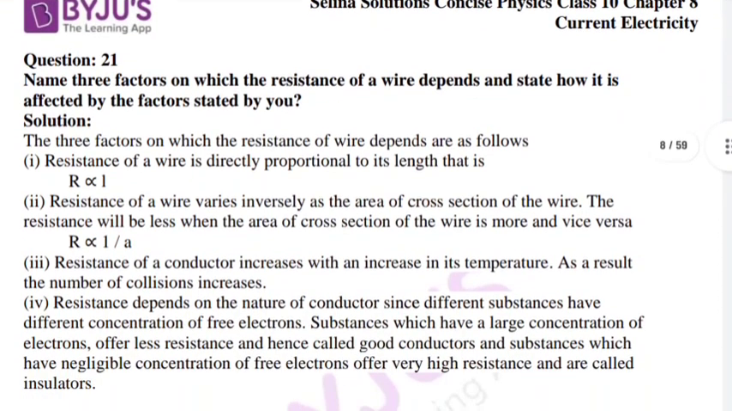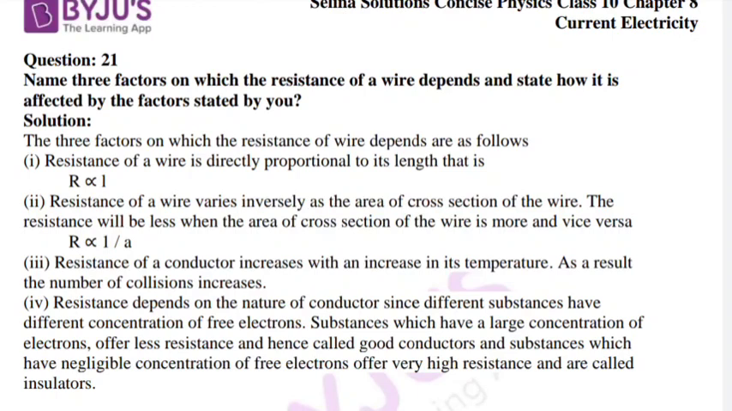Question number 21. Name the three factors on which the resistance of a wire depends and state how it is affected by the factors stated by you. First, the resistance of a wire is directly proportional to the length of the wire. Second, the resistance of a wire varies inversely as the area of cross-section of the wire. The resistance will be less when the area of cross-section of the wire is more, and vice versa. Third, the resistance of a conductor increases with the increase in temperature. As a result, the number of collisions increases.